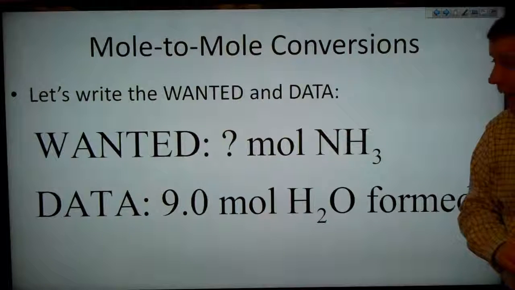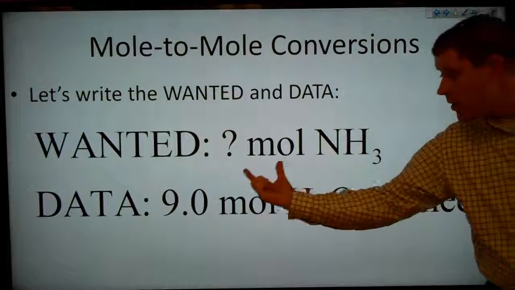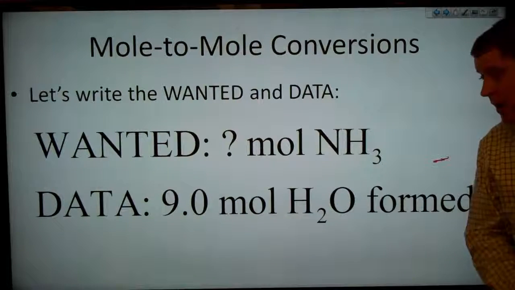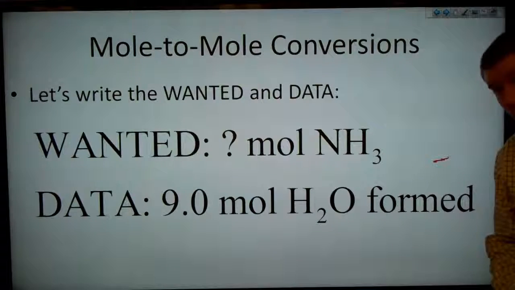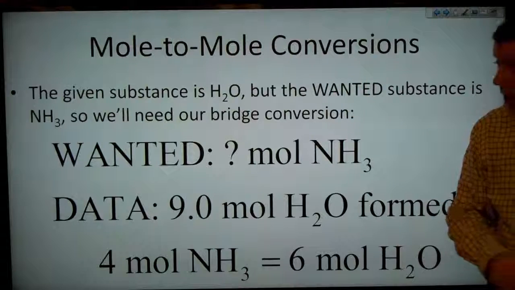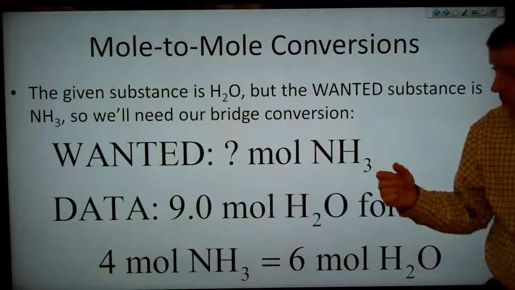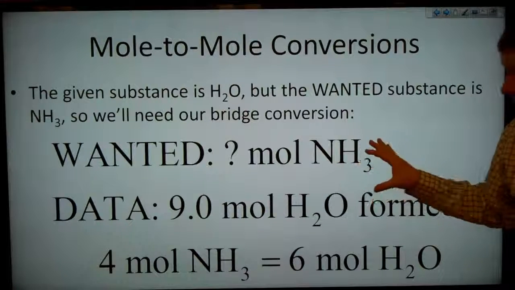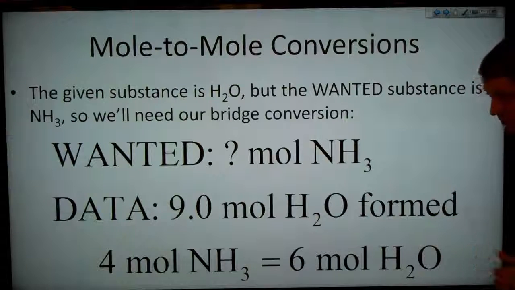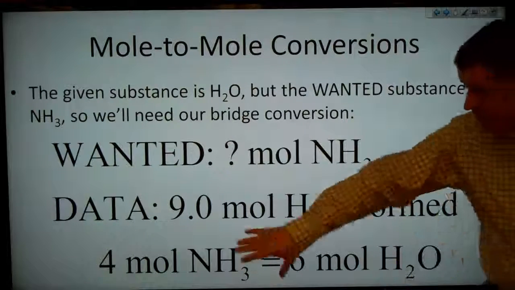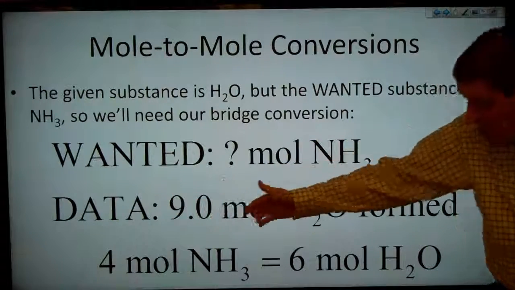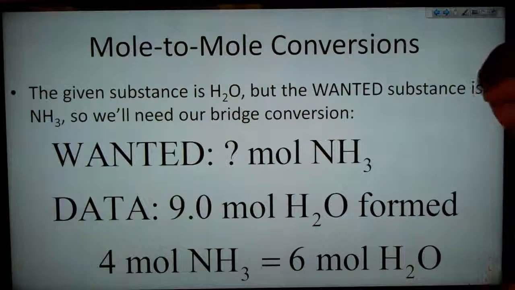So let's write the wanted and data. The wanted is the number of moles of ammonia, and what we're given is 9.0 moles of water formed. So the given substance is water, but the wanted substance is ammonia, NH3, and so we're going to need our bridge conversion. We have our wanted here: how many moles of ammonia are going to be needed. We've got our given of 9.0 moles of water formed, and from our chemical equation, we have 4 moles of ammonia equal to 6 moles of water.